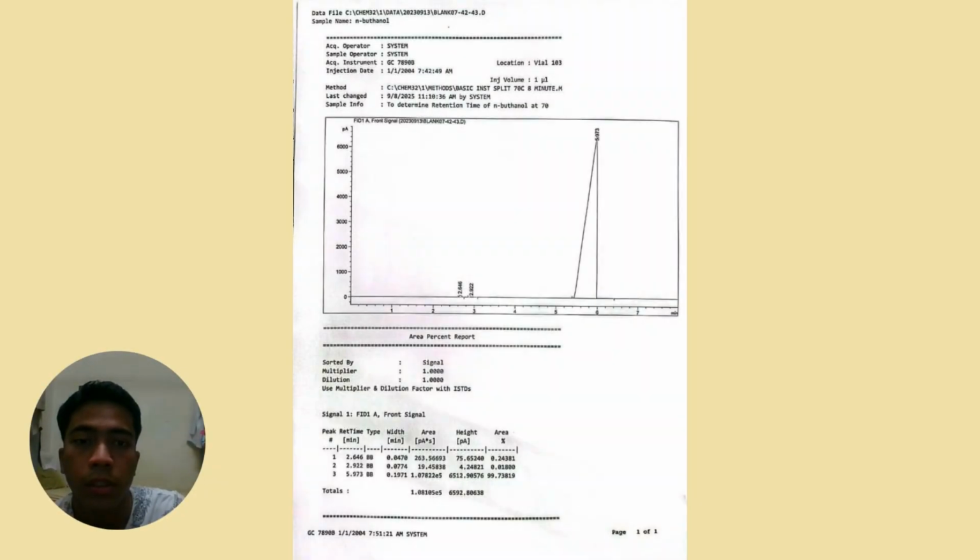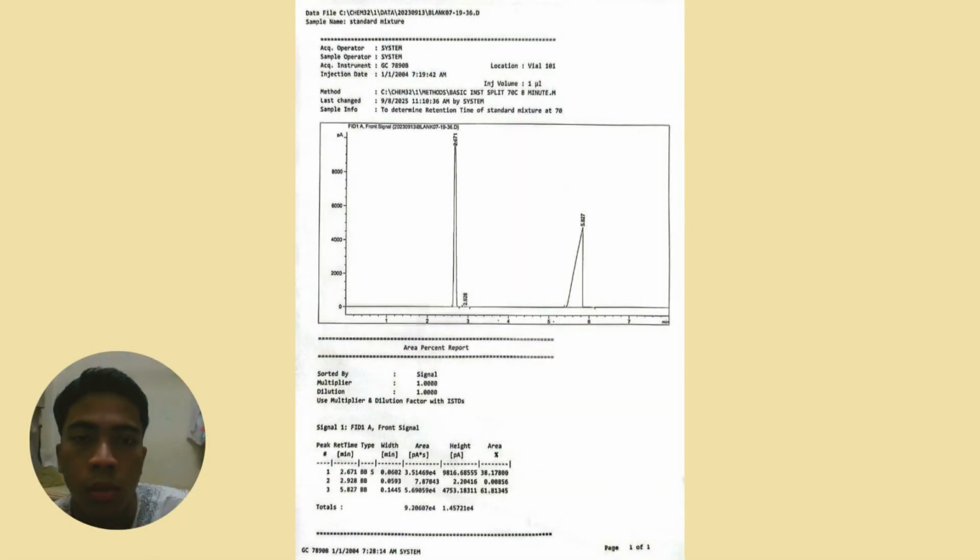Next, the second sample is N-butanol at 70 degrees. There are also 3 peaks, where the third one is a very high peak. Let's look at the third peak. Its retention time is 5.973, while the percentage area is 99.73, and the height of the highest peak is 6,512.98.